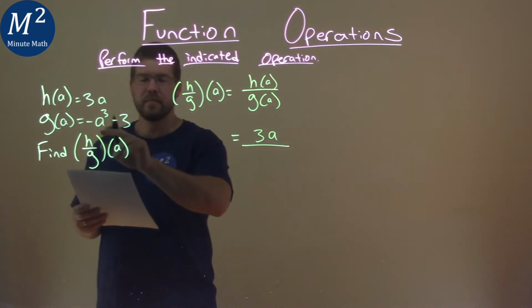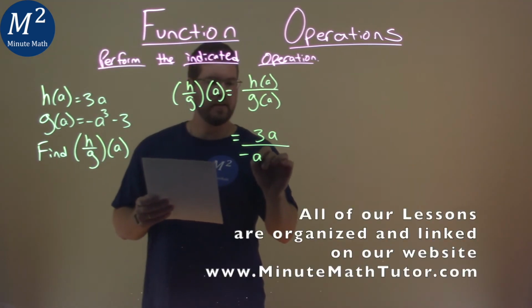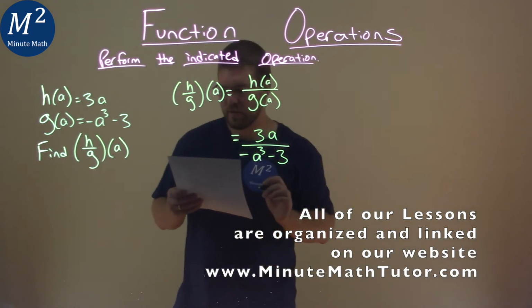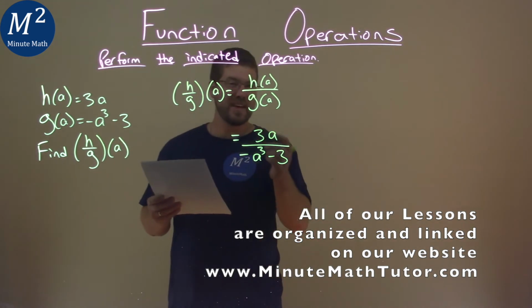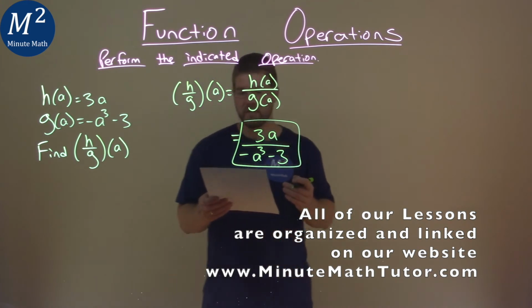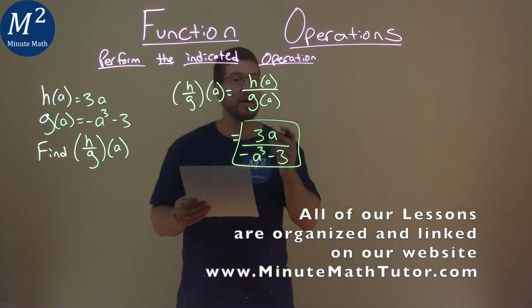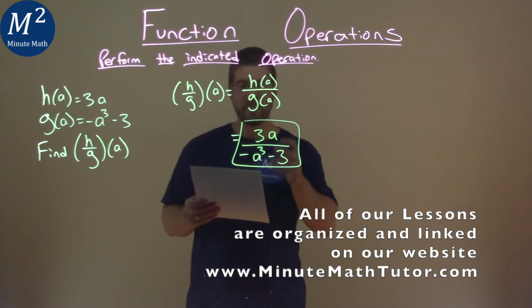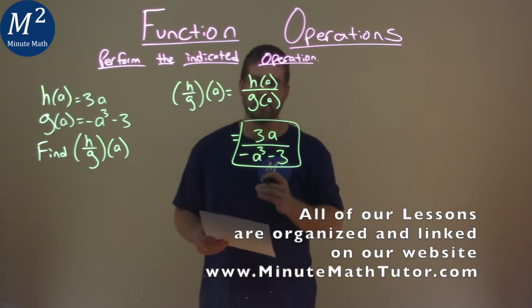G of a, right here, is a negative a to the third minus 3. And this actually can't simplify anymore. And so our final answer here is just 3a over a negative a to the third power minus 3.